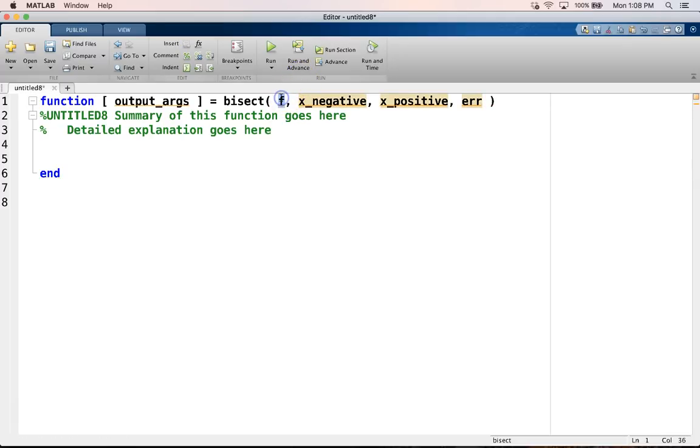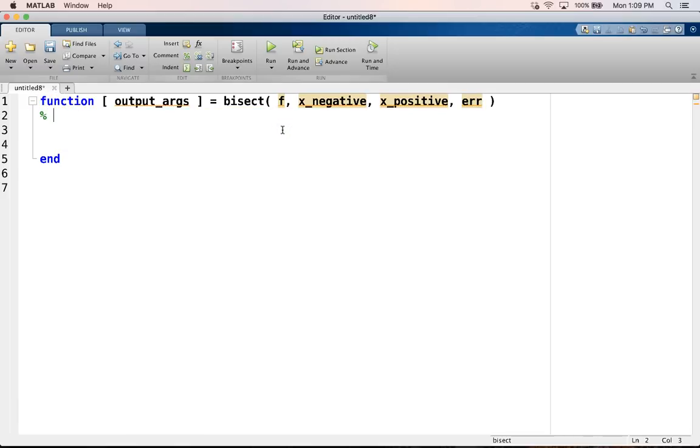So what are these? F is a function handle. It's the function that we want to find a 0 of. X negative, that is some input value where f of x is negative. X positive, it's an input value where f of x is positive. And the whole point is that if f is continuous, then by the intermediate value theorem, there is some 0 somewhere between x negative and x positive. And one of the things I want to emphasize in this unit is that we should never expect to find a 0 exactly. So instead, we're going to try to get within this error threshold of a 0.